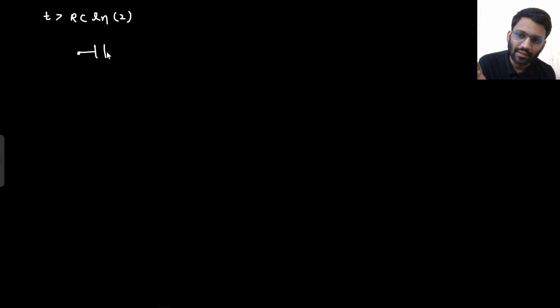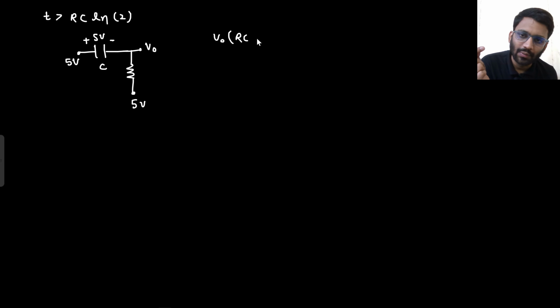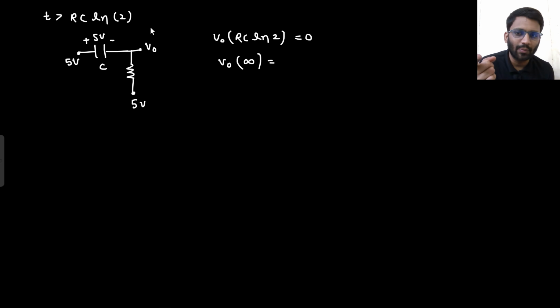Now for t greater than RC ln2, what will happen? Now the input is 5 volt only. This V0 is at 0. Now this is 5 volt, right? V0 is at 0, that means the capacitor would have charged to 5 volt. But we are caring about V0. So V0 at RC ln2 is 0, but at steady state, because the capacitor will be open circuited, it will try to go to 5 volt, right?